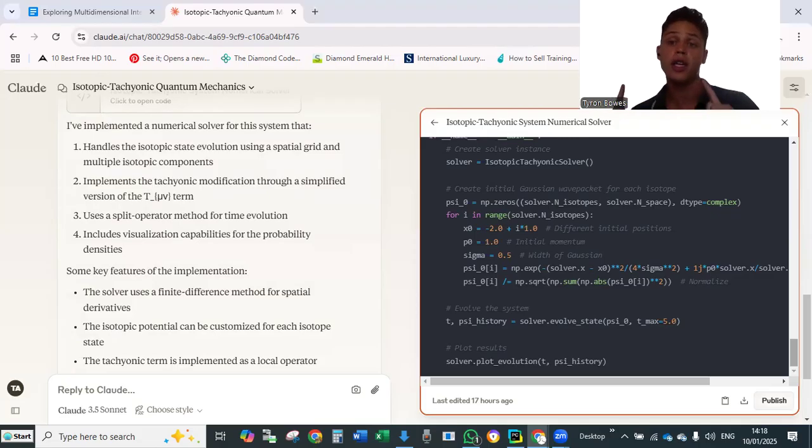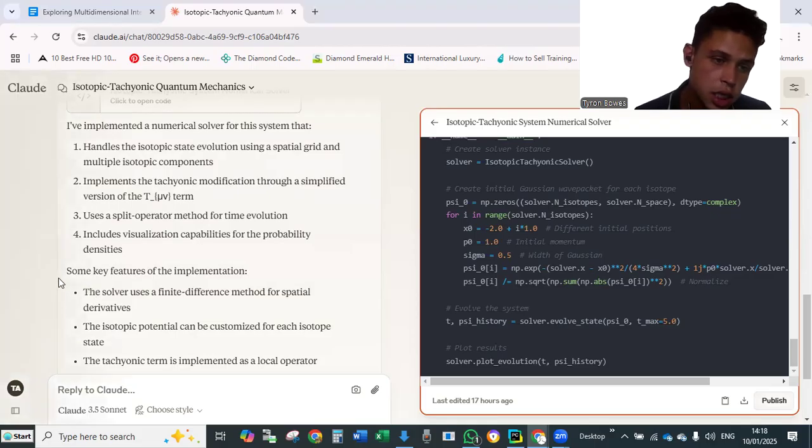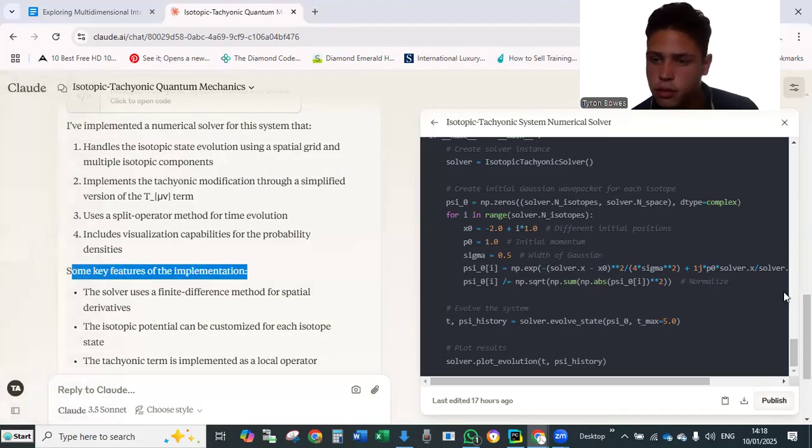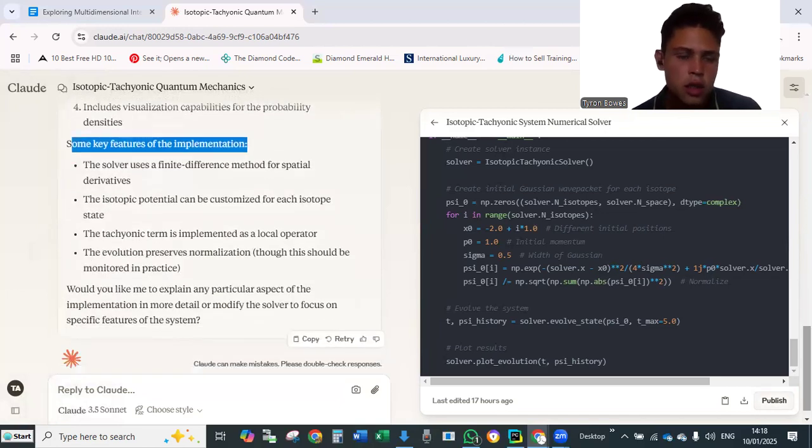And here are the key features of the implementation. I'm just going to highlight this. Some key features of the implementation. The solver uses finite difference methods for spatial derivatives. The isotopic potential can be customized for each isotope state. The tachyonic term is implemented as a local operator. The evolution preserves normalization, though this should be monitored in practice.